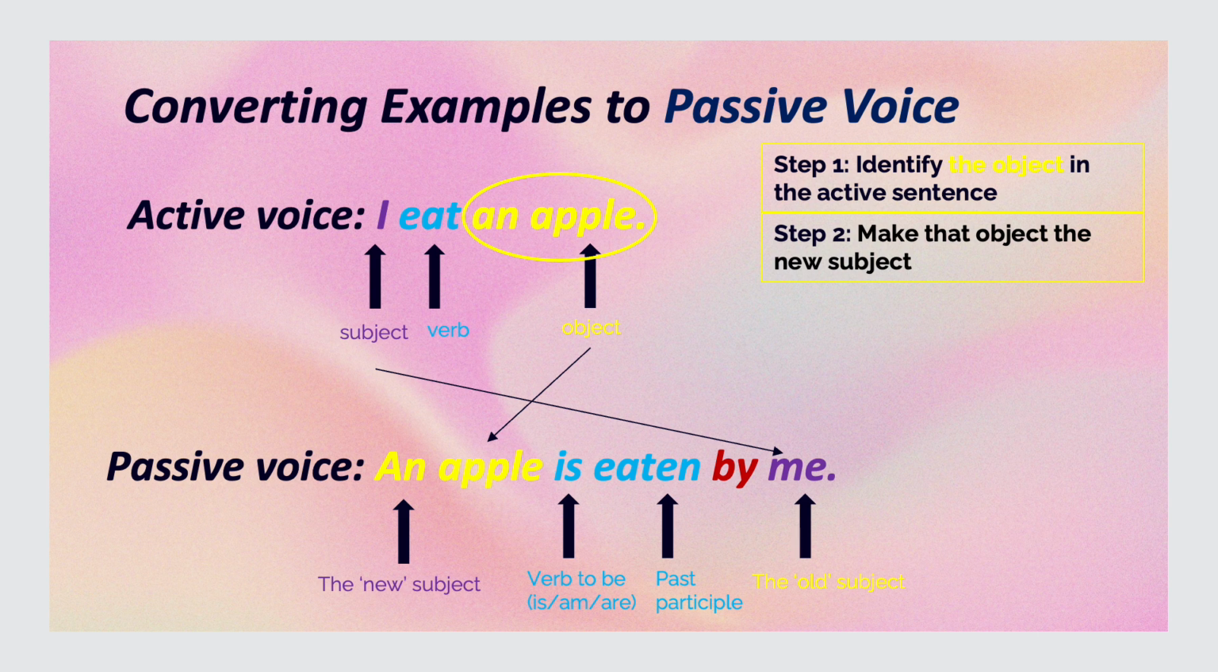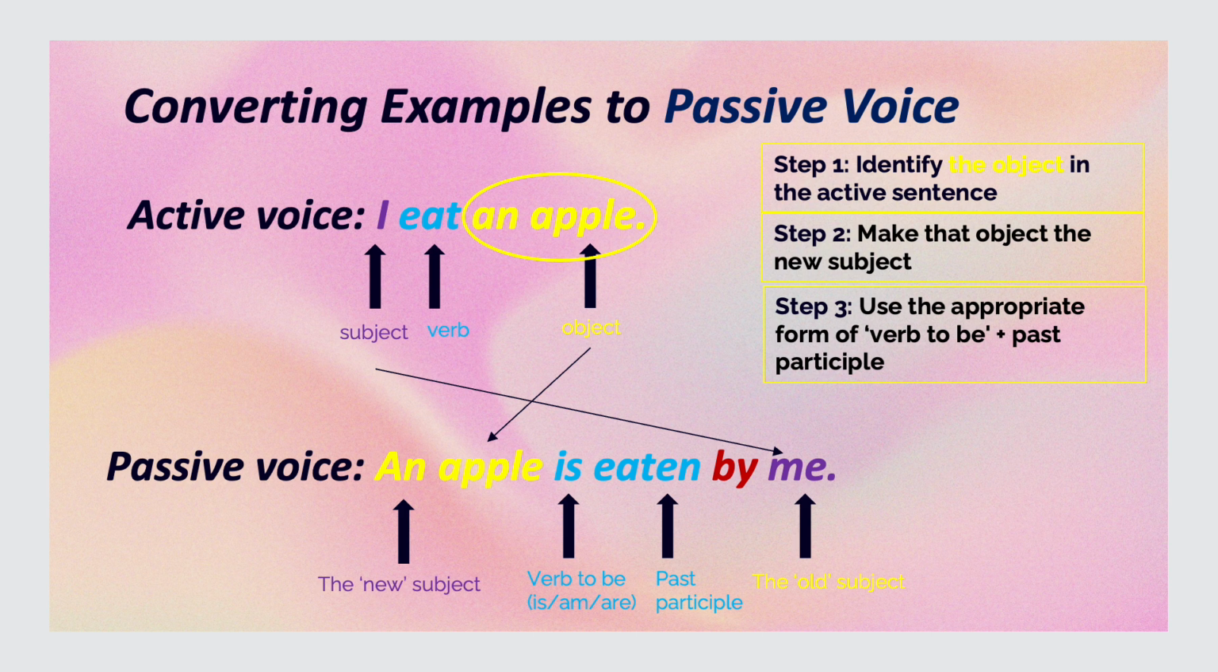Step number 3. We have to use the appropriate form of verb to be plus a past participle. So originally, in active voice, you can see the word eat. It is a verb. But after changing it into passive voice, you will see the phrase is eaten. And finally, step number 4. We have to mention the original subject using by. So the whole sentence becomes, an apple is eaten by me.